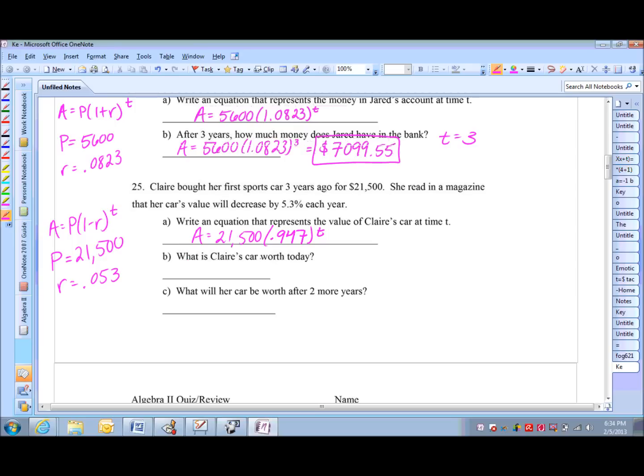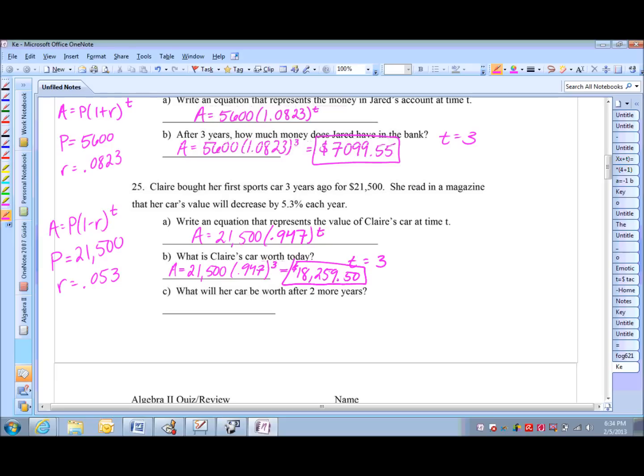Okay, it's asking what is Claire's car worth today? Well, she bought it 3 years ago. Today, the T value is 3. So 3 years have passed. So we plug 3 in for our function where we see T. And when you plug that formula into our calculator, I apologize, it ends up giving you $18,259.50.